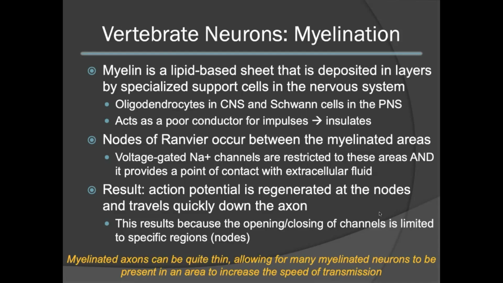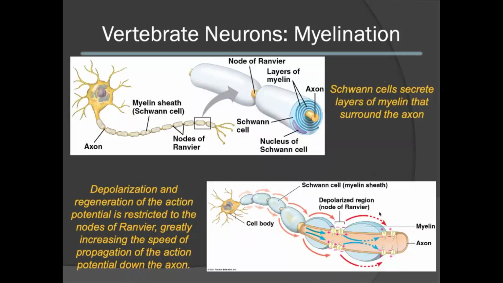This allows for the action potential to travel very quickly down the axon. This is because the opening of channels is limited to specific regions, and thus it is concentrated at the nodes of Ranvier. Myelinated axons can be quite thin, allowing for many myelinated neurons to be present within an area. This will also help to increase the speed of transmission.